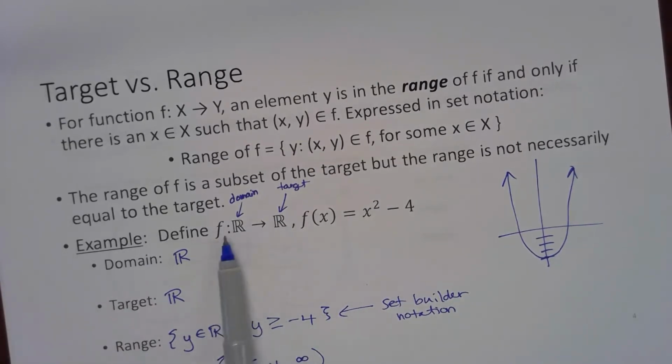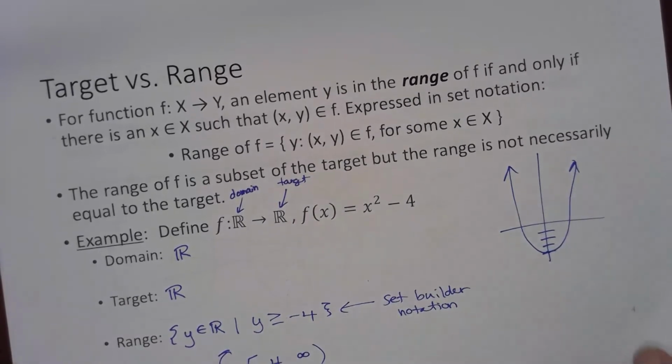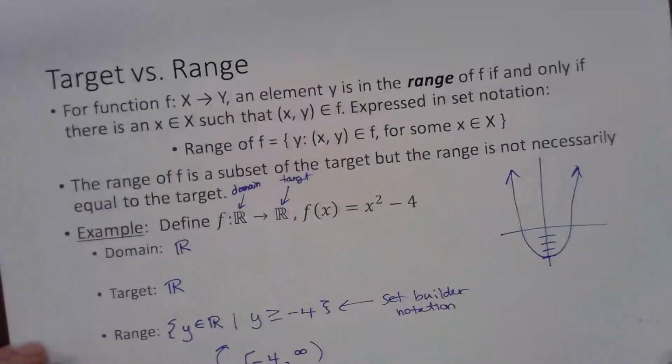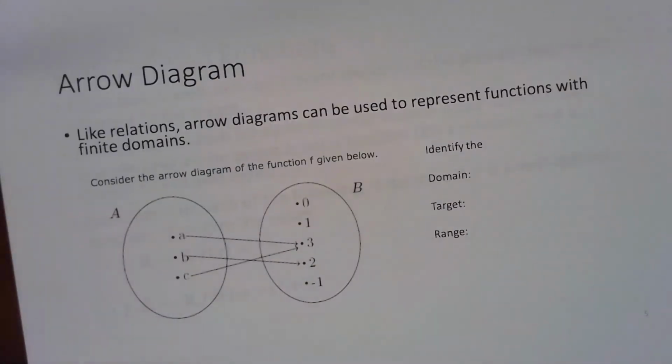So we're defining a function where all of the inputs are real numbers, all of the outputs are real numbers, but we don't necessarily get all of the real numbers as outputs. We only get the values that are greater than or equal to -4 as our actual outputs. So that's our range, even though our target is a much bigger set. There can be extra things in the target that aren't in the range itself. So that's what that looks like for a function as you typically see it written.